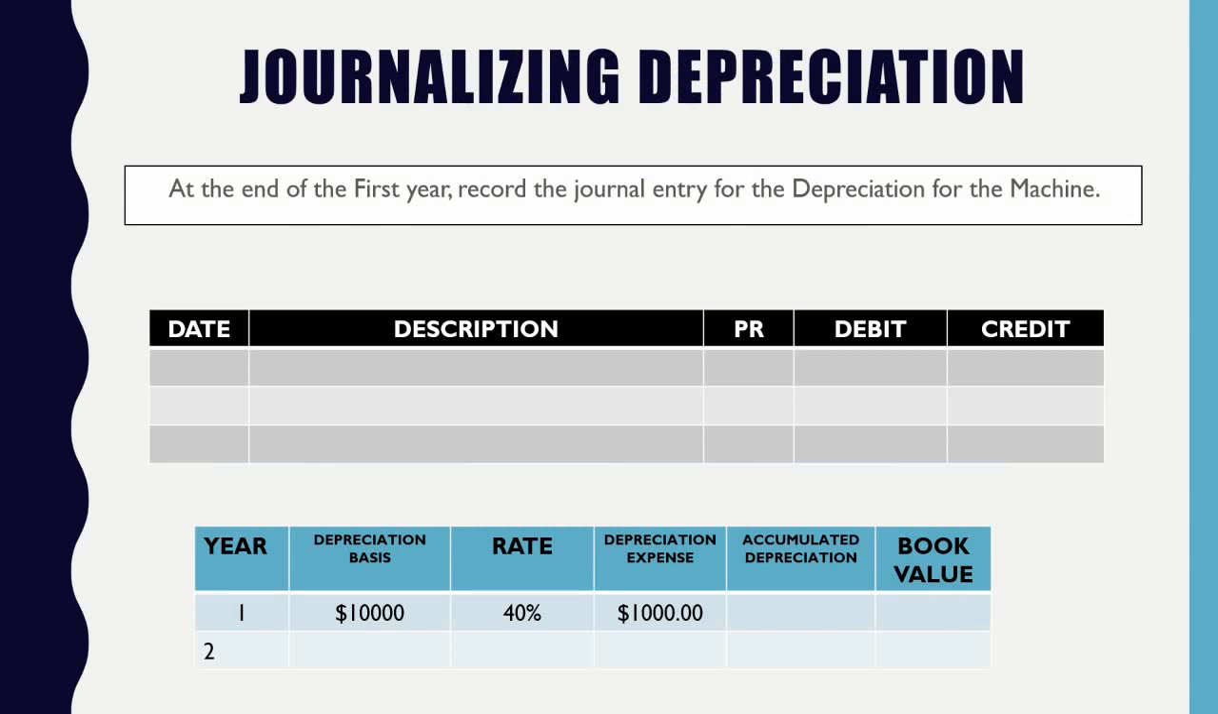Once again, how do I journalize it? Same exact ordeal. You're going to have your depreciation expense and your accumulated depreciation for that $1,000.